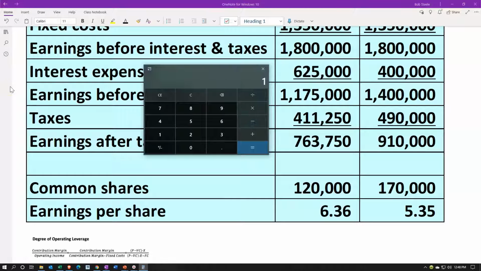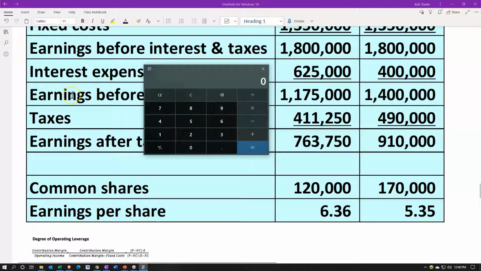So we're going to say for A, we had this 763,750 divided by 120,000 is going to give us a 6.36. So notice for A, they finance with debt, which means they got to pay the interest on it, but they're not issuing more equity, which would give more ownership in the company, and more of the earnings would be going to the new shares that have been issued.